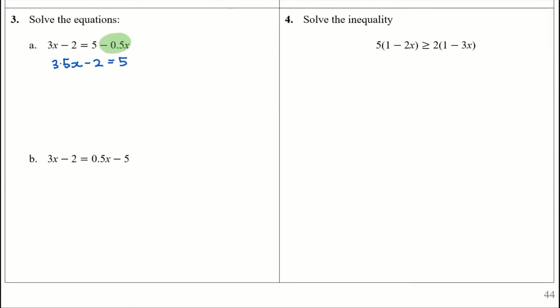So I'll just explain what I've done there. So I'm just adding 0.5x. Next up, we need to remove the 2 from the left-hand side. So by adding 2 to both sides, we can do that. So adding 2, we're going to have 3.5x is going to equal 7. Okay, and you'll notice if you multiply 3.5 by 2, you get the answer 7. So x is simply going to be 2.